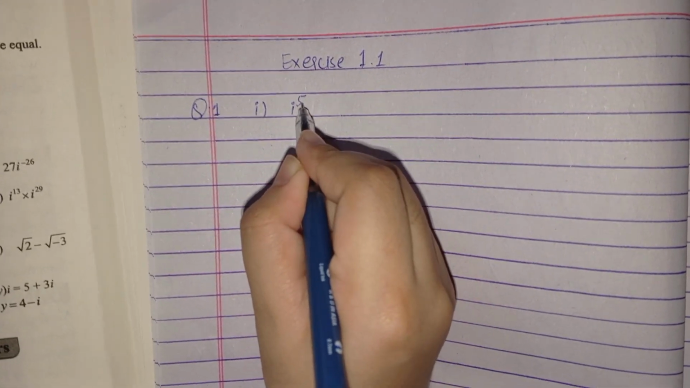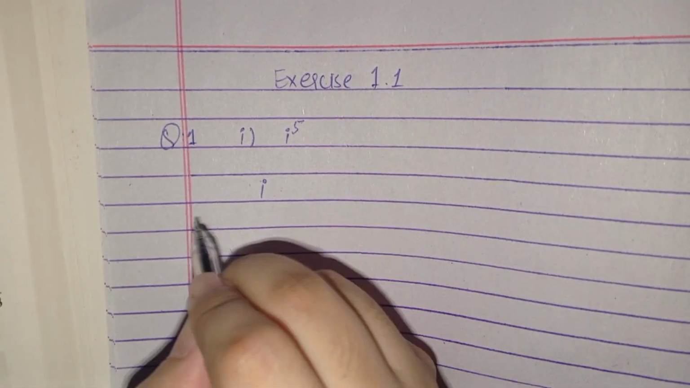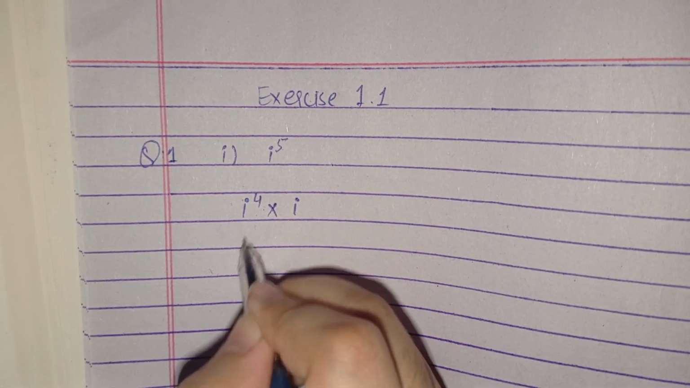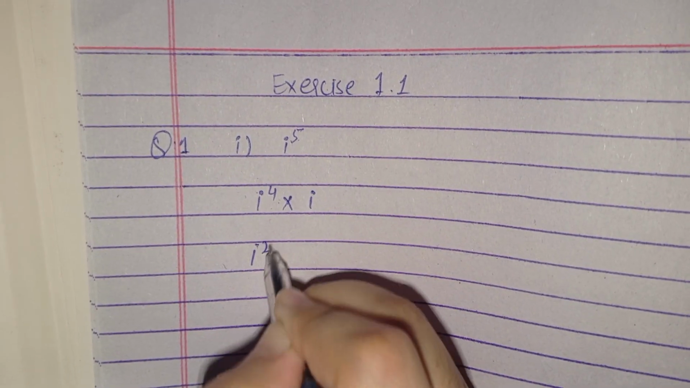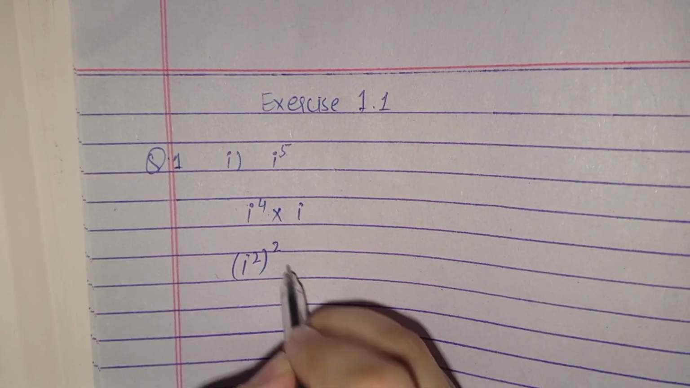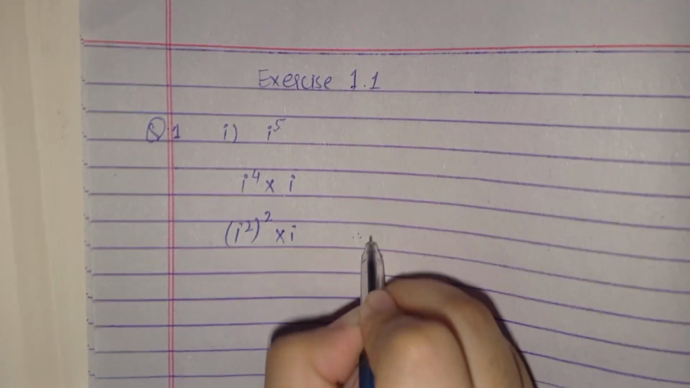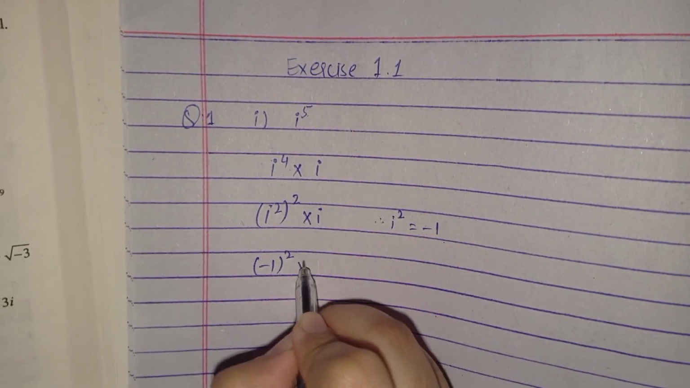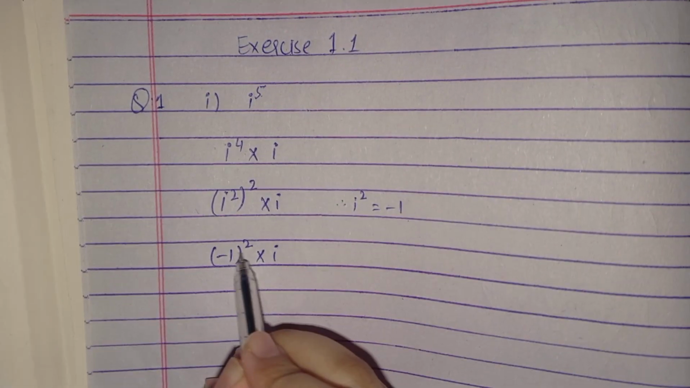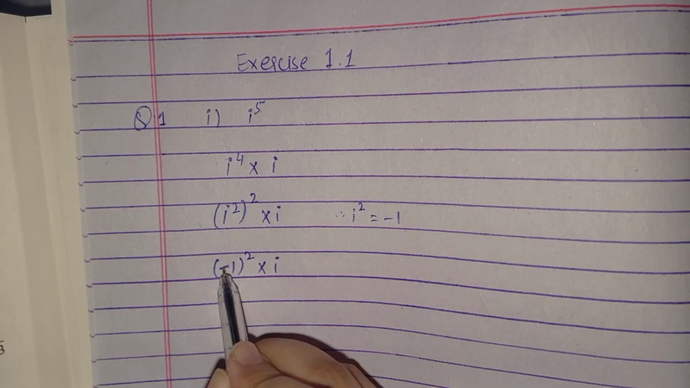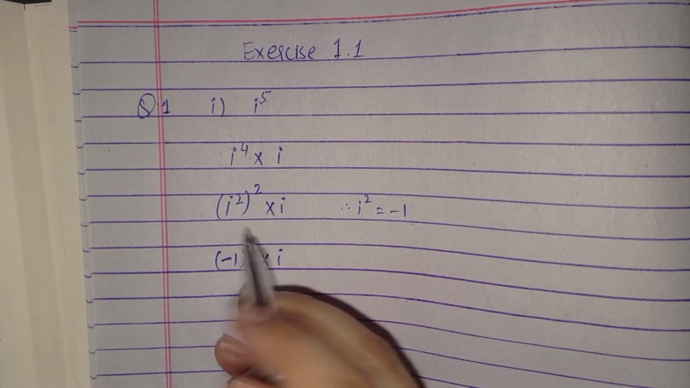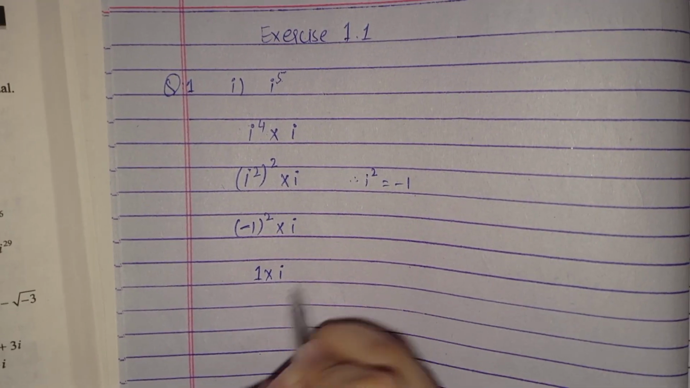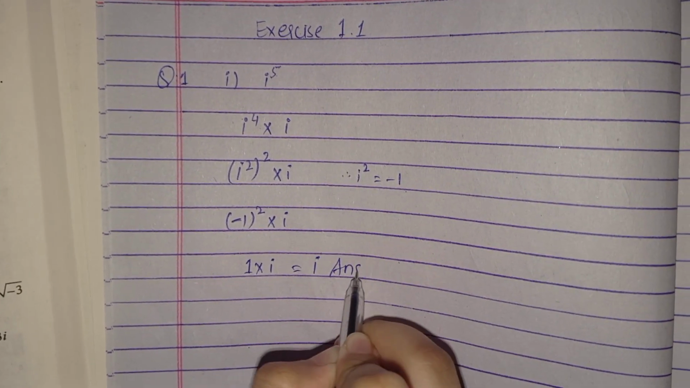Okay, iota raised to power 5. Now we have to divide iota into two parts: iota raised to power 4 cross iota. I told you last time, iota power 4 we write as iota square, power square. You know this thing, right? Cross iota. We know that iota square is equal to -1, so (-1) power 2 cross iota. When we have an even power, the minus sign will definitely turn into a positive sign, so 1 cross iota, and 1 multiplied by iota is equal to iota. So this is my answer.